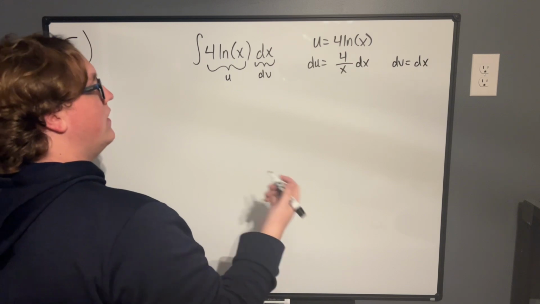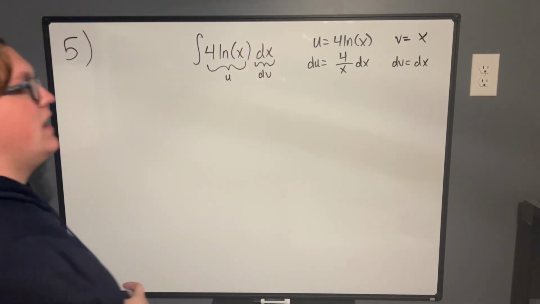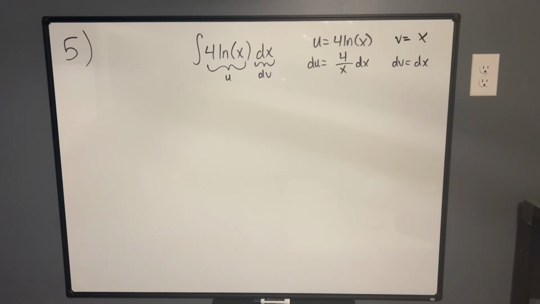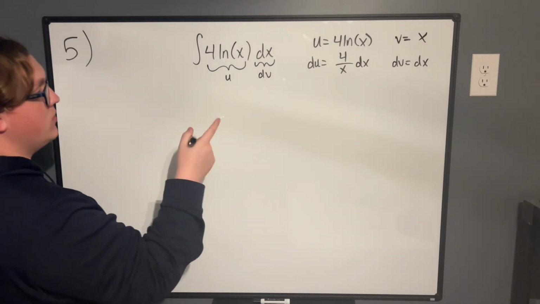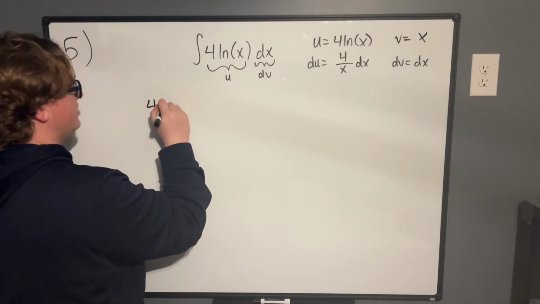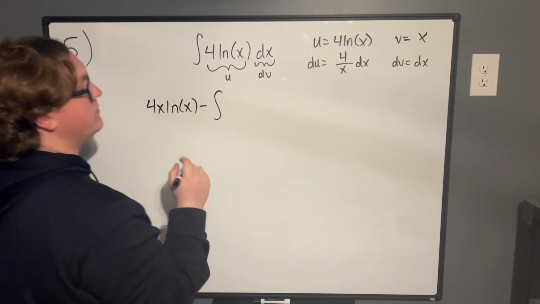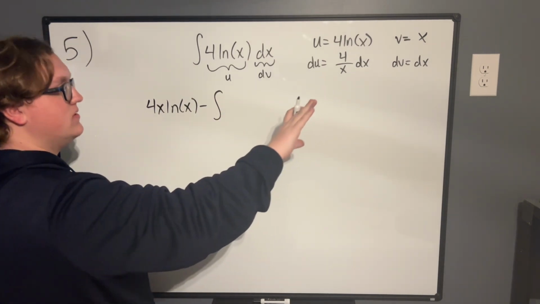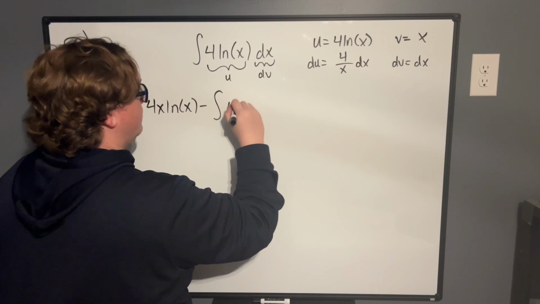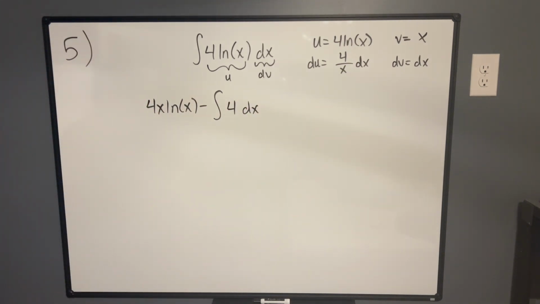And then I have dv, which I'm saying is just dx. So the integral of dx is just going to be x. So when I get v, I'm going to get x. So that's the trick there. And then now I set this up using my normal integration by parts formula. So I have uv, which is going to be 4x times the natural log of x, minus the integral of v du, right? But v times du is just going to cancel those x's out, and I just get 4 dx. And integrating 4 is about as easy as it can possibly get.